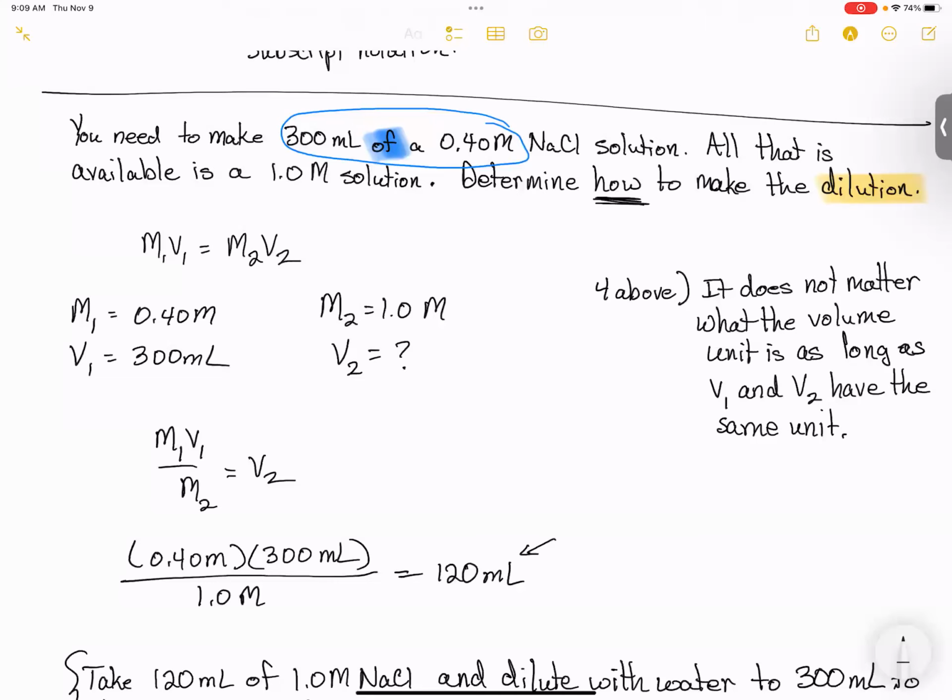Other questions? I don't have time to do another problem. Dilution is straightforward, but the notes that I made were the key notes to be aware of. Any questions for me?